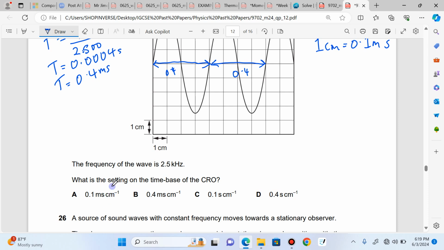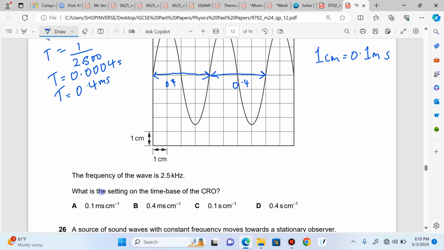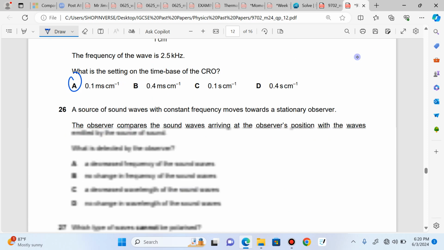What is the setting on the time base of the cathode ray oscilloscope? It is 0.1 millisecond represents 1 centimeter. So this should be 0.1 millisecond per centimeter, or you say 0.1 millisecond centimeter to the power minus 1. That's it. That should be A. The correct answer to question number 25 is A.